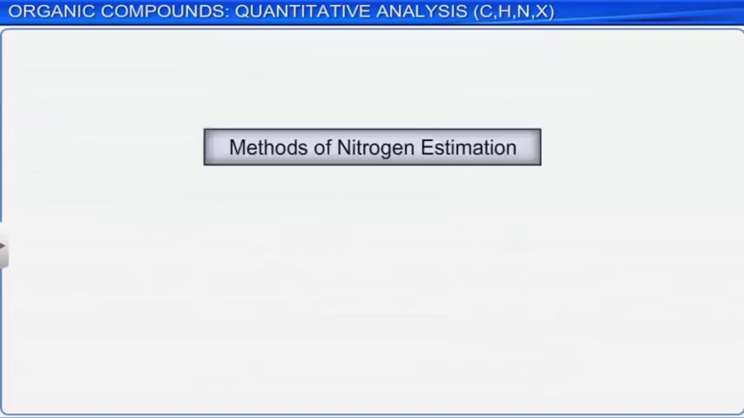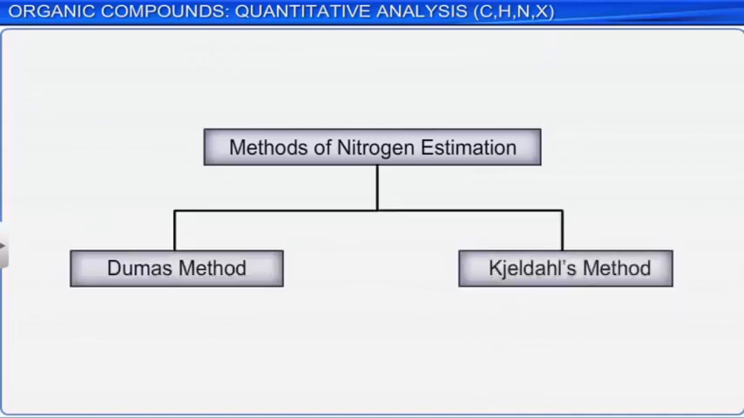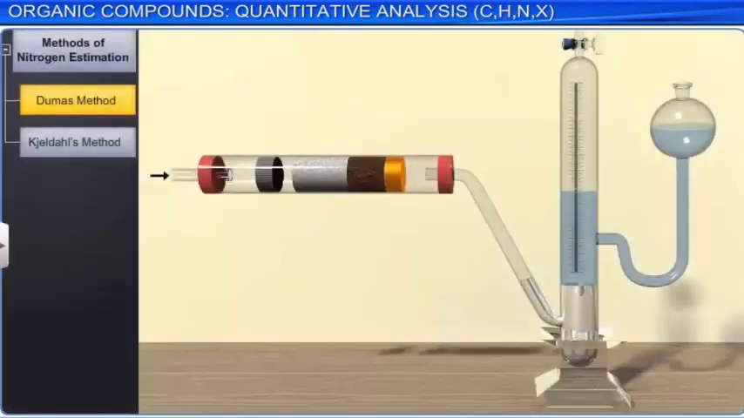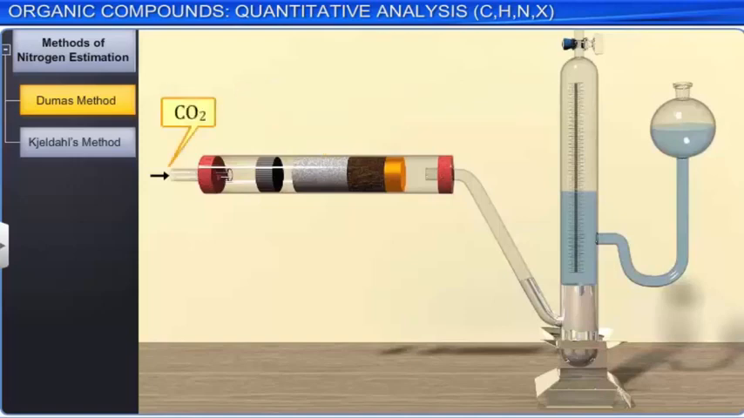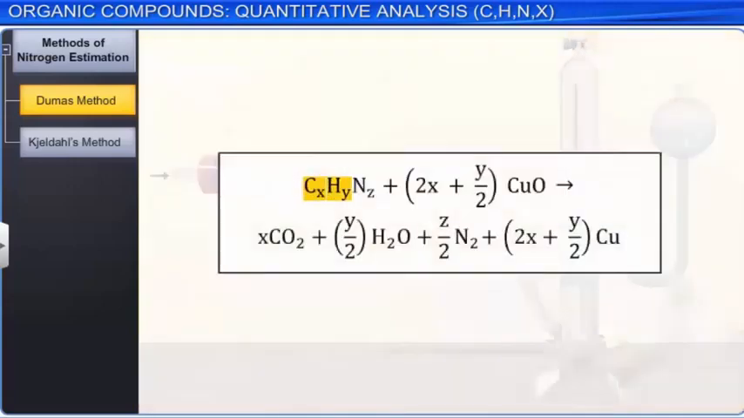For the estimation of nitrogen, two methods, the Dumas method and Kjeldahl's method, are used. In Dumas method, a known mass of an organic compound is heated strongly with coarse cupric oxide in an atmosphere of carbon dioxide. Carbon and hydrogen get oxidized to carbon dioxide and water, while the nitrogen present in the organic compound is converted into free nitrogen.